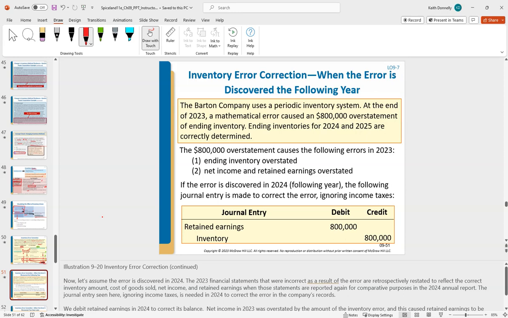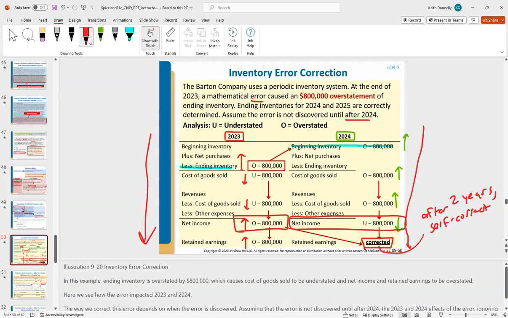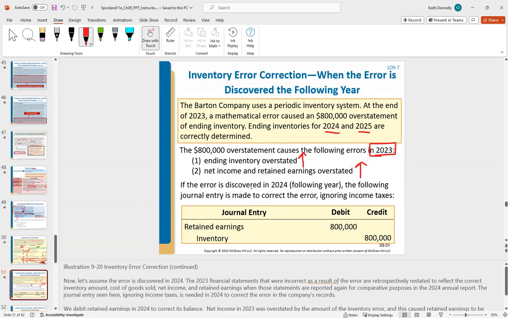So how does this work? It says ending inventory for 24 and 25 are correctly determined. For 2023, what's going on here? Ending inventory is too big. Net income and retained earnings are too big. So ending inventory is too big. Net income and retained earnings are too big.